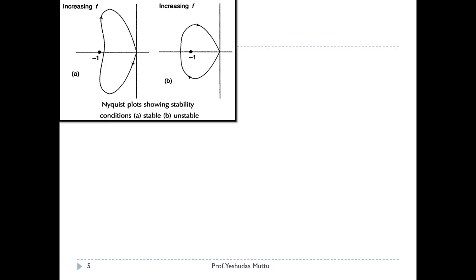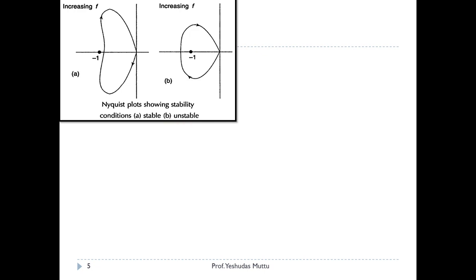Fine. We'll have a look at what we just discussed. This is the locus of all the points, the A beta terms. After joining all the points, if the curve does not enclose this -1 point, then the system is stable. If it is enclosing that point, meaning the -1 point lies within this curve, then the system will be unstable. Okay, stable and unstable. Fine.